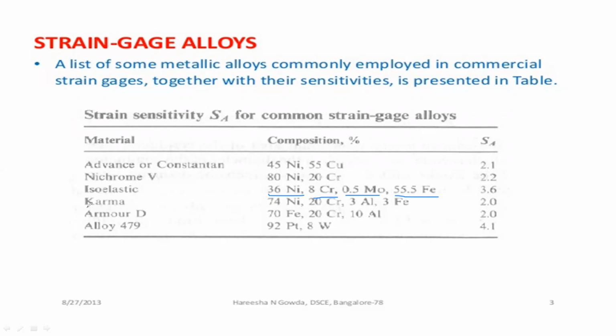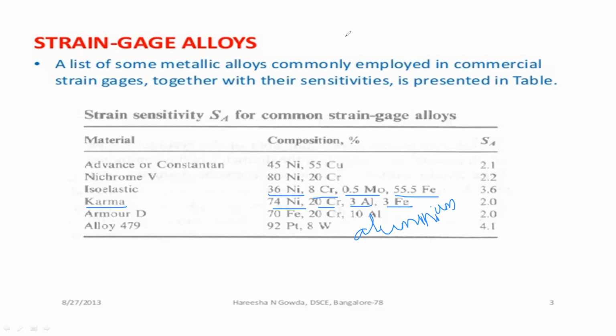And next one, karma material. In that karma material, 74% nickel, 20% chromium, 3% aluminum, 3% ferrous. These are the alloys mixed to form karma material. And next one, armor D: 70% ferrous, 20% chromium and 10% aluminum. So these are the alloys to be mixed to form armor D material.